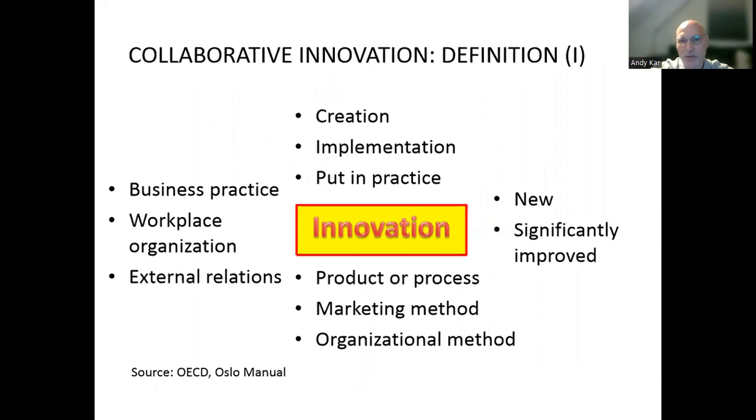So we have innovation in the epicenter, and we have all these parameters around it, which have to do with creation, implementation, putting in practice something new that we wanted to discover and, of course, to use, or something significantly improved. We have something maybe that we want to improve in a significant way: product or process, marketing method, organizational method, business practice, workplace organization, and external relations. So we see that collaborative innovation has to do with innovation, as we discussed, but also needs to be examined under the umbrella of collaboration and by including all these parameters that we see here in this dashboard.